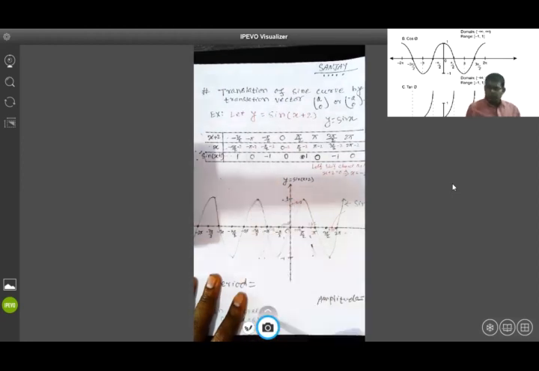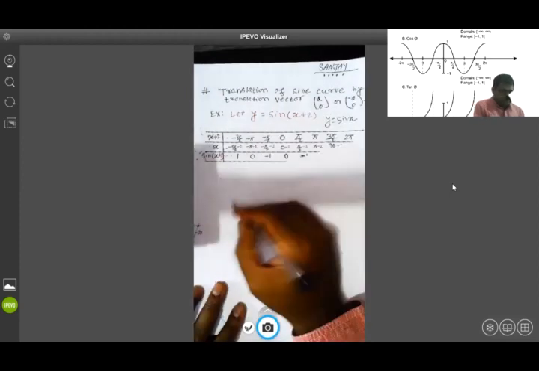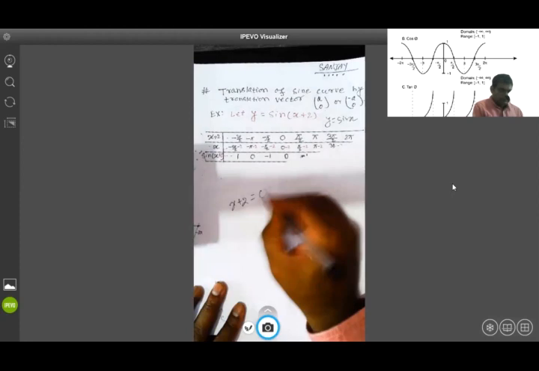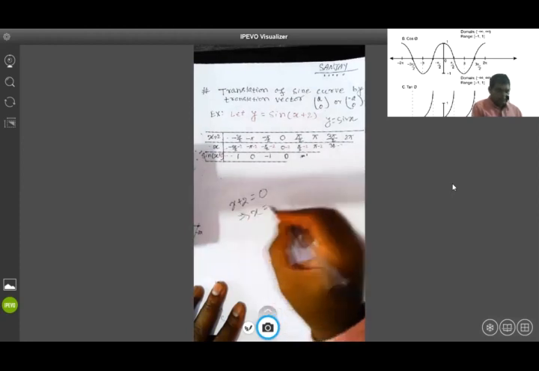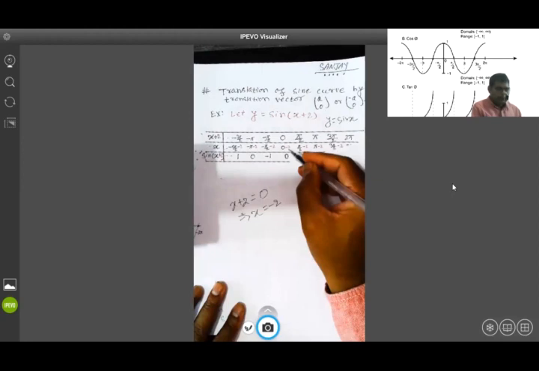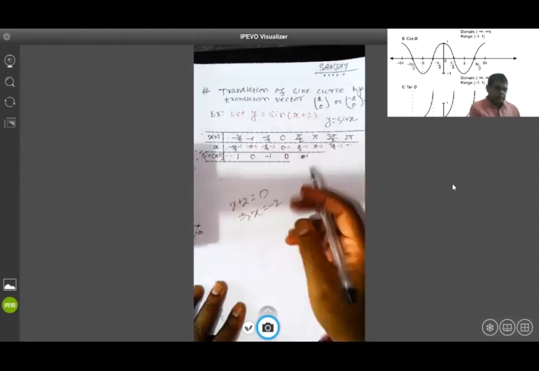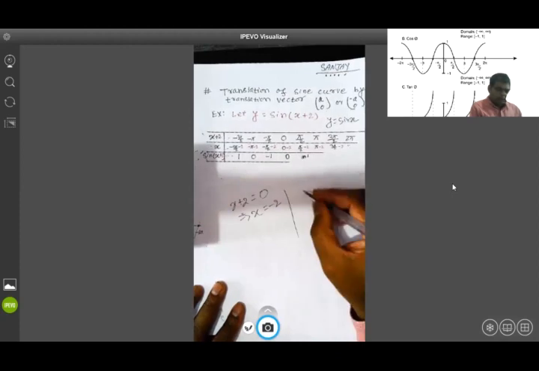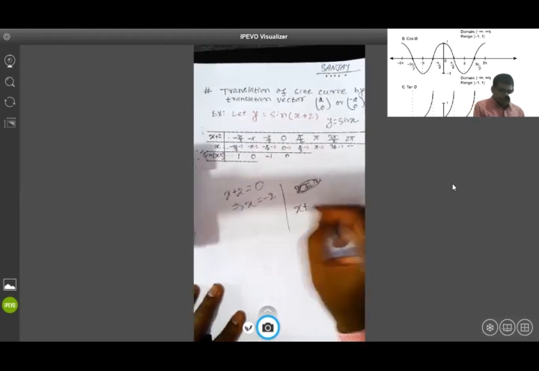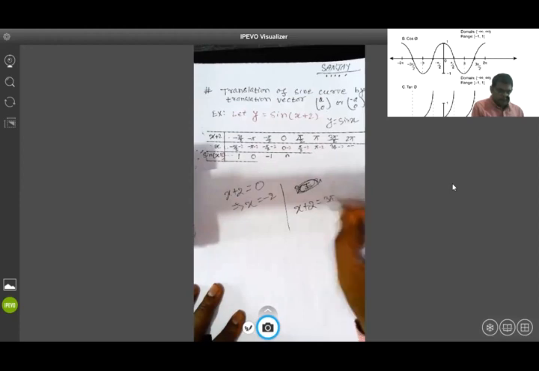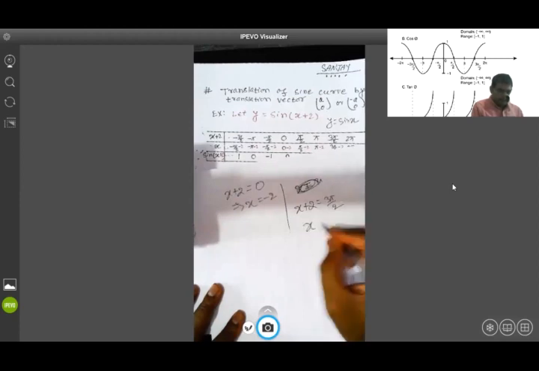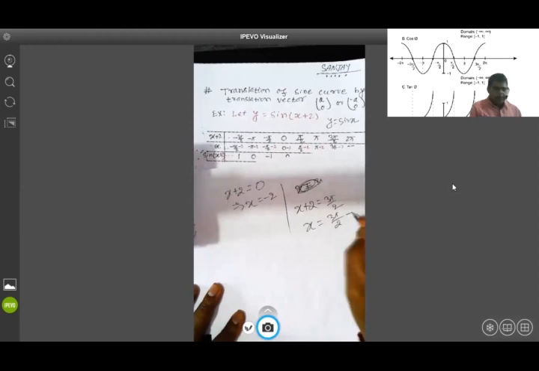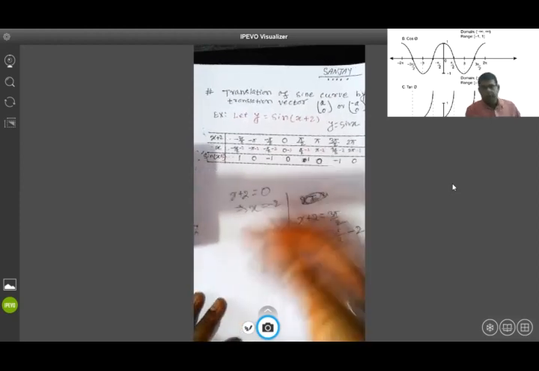Okay, but what happens if your standard angle is x plus 2 equals to 0? It means if it would be x, it will be -2. Okay, so 2 units shift to the left. Similarly, if your x plus 2 equals to 3 pi by 2, then x will be 3 pi by 2 minus 2. That means 2 units left along x-axis.